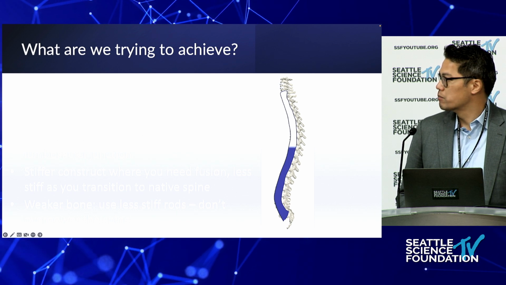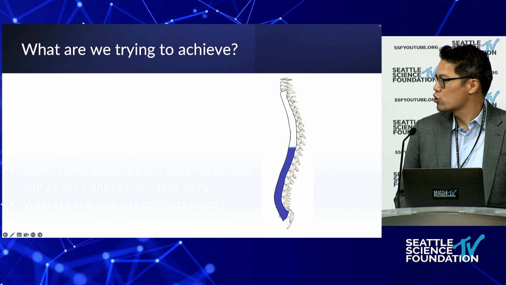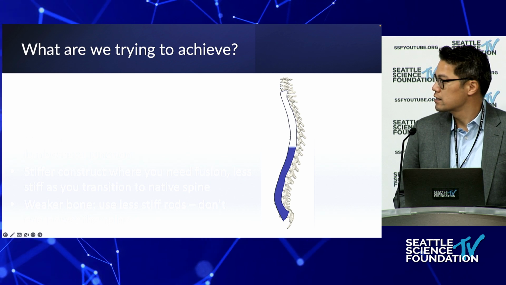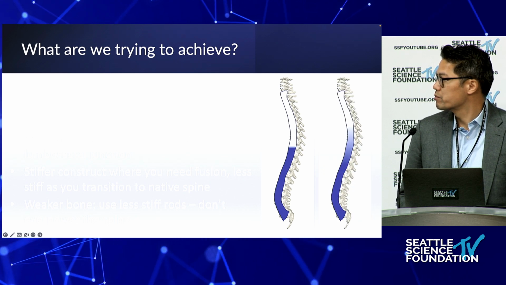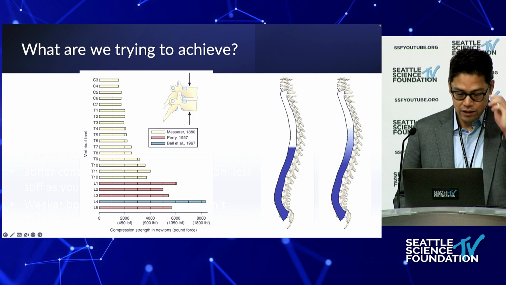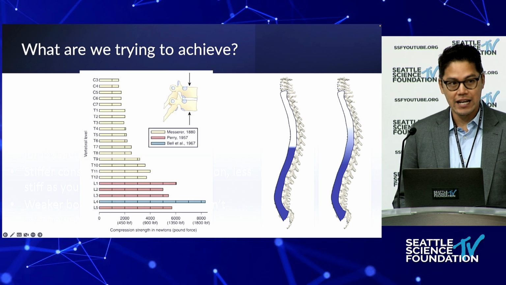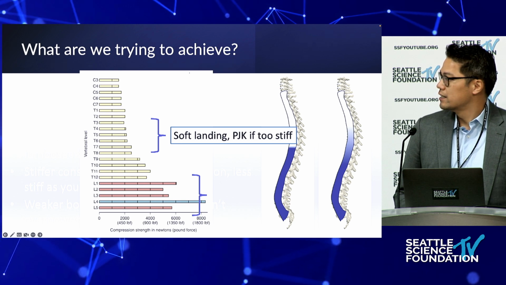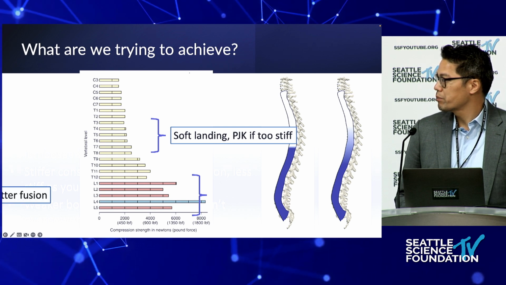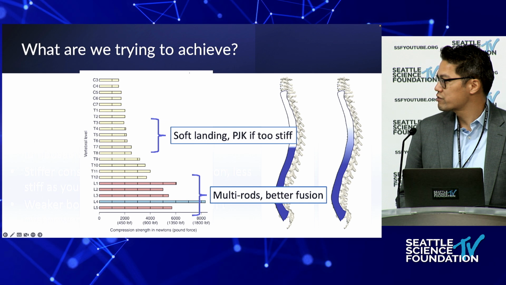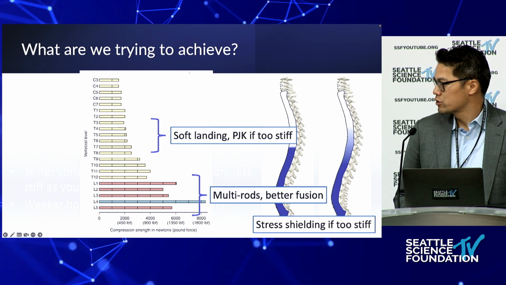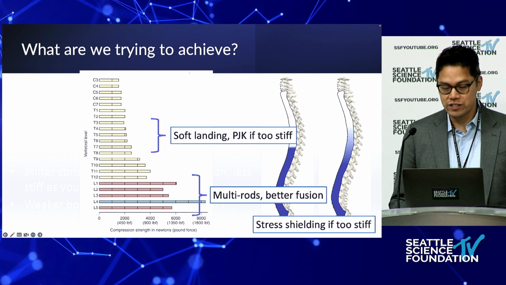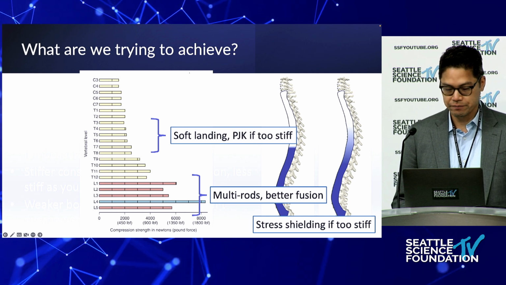So we want to move away from a sharp transition like this from a rigid to a non-rigid construct, avoiding the stress riser, and try to think of creating something more like this. And going back to thinking about the native spine again, we want to think about a soft landing, not creating something too stiff at the top, and then at the bottom using multiple rods for better fusion, but also considering that we want to avoid stress shielding by not making the construct too stiff.